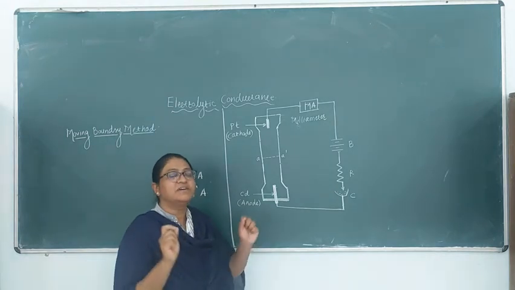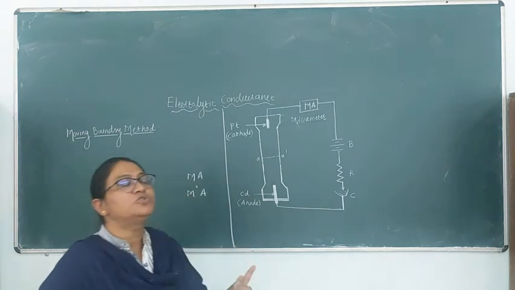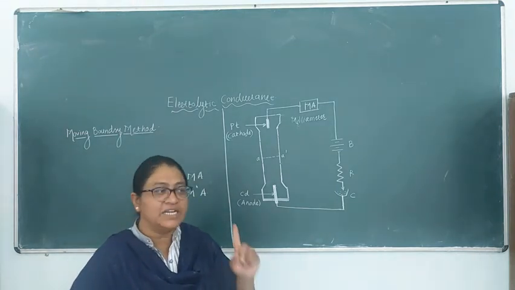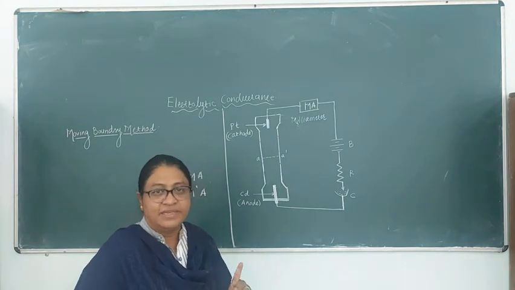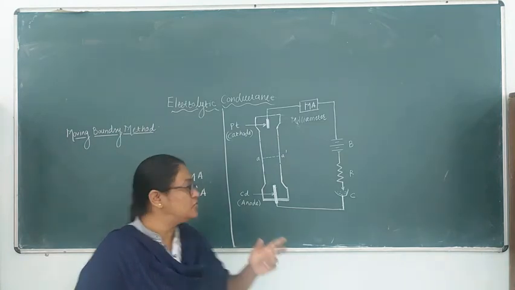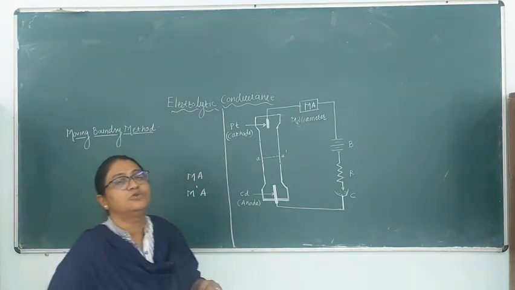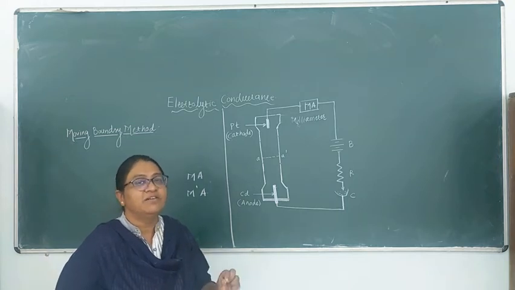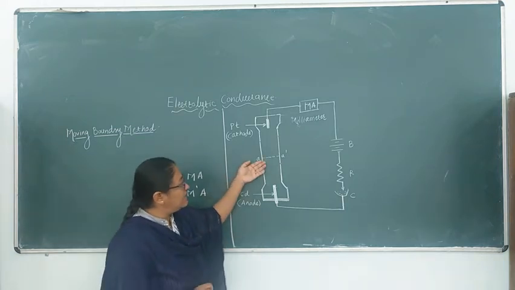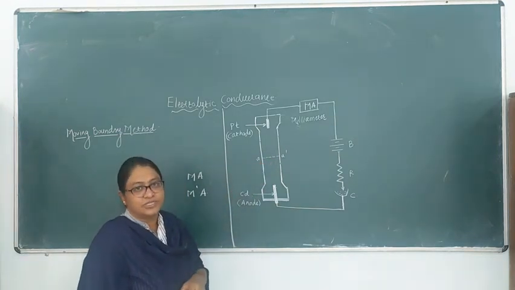So this is a very important condition for this method: the two solutions are selected such that, first, the anion is common in them and the cations are different. And second, very important, the two solutions must leave a boundary between them. Like this, I have shown a boundary here. AA dash is a boundary between the two solutions.